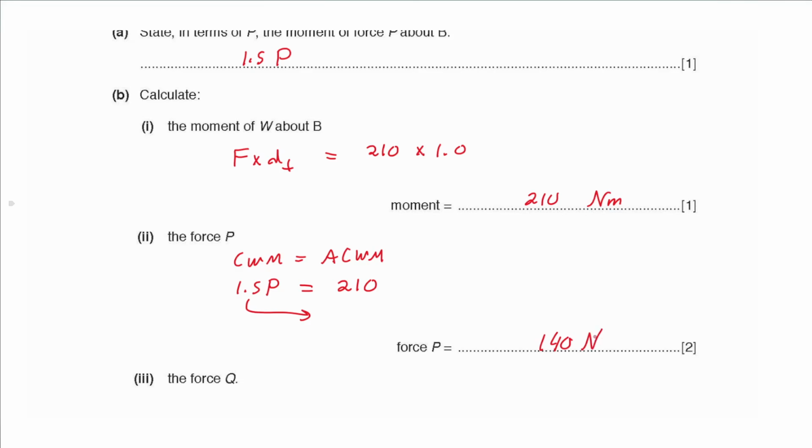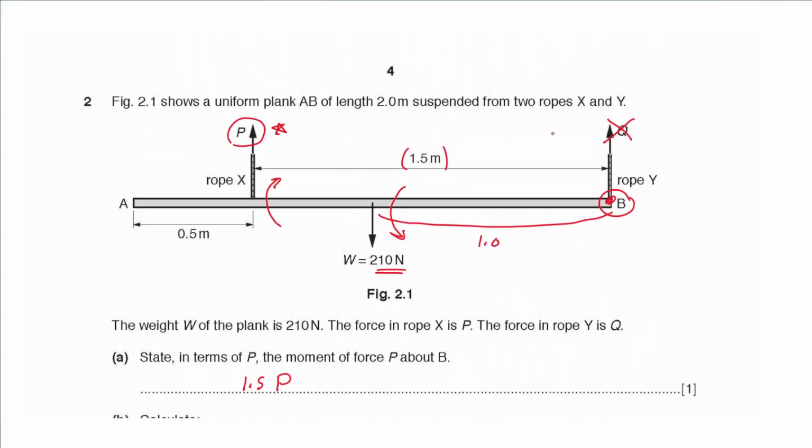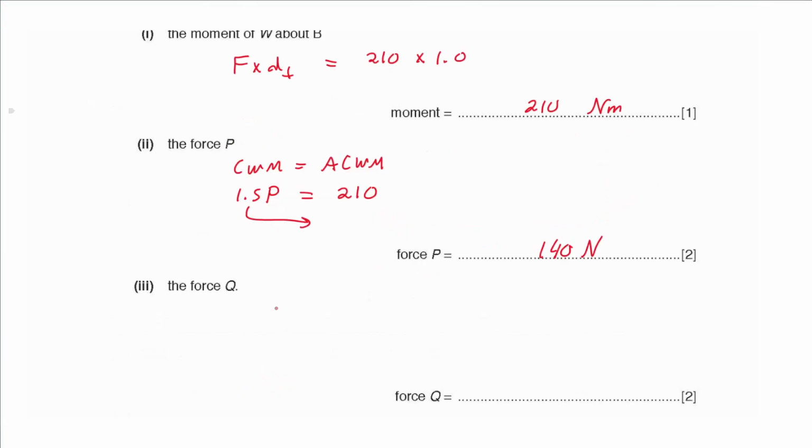Now we can use the other condition for equilibrium, which is that the resultant force is equal to 0, or the upward forces are equal to the downward forces. We have two upward forces, P and Q, and we have one downward force, 210. So we say that P, which is 140, plus the unknown force Q, is equal to the downward force, 210. Then we subtract 210 minus 140. That gives an answer of 70 newtons.